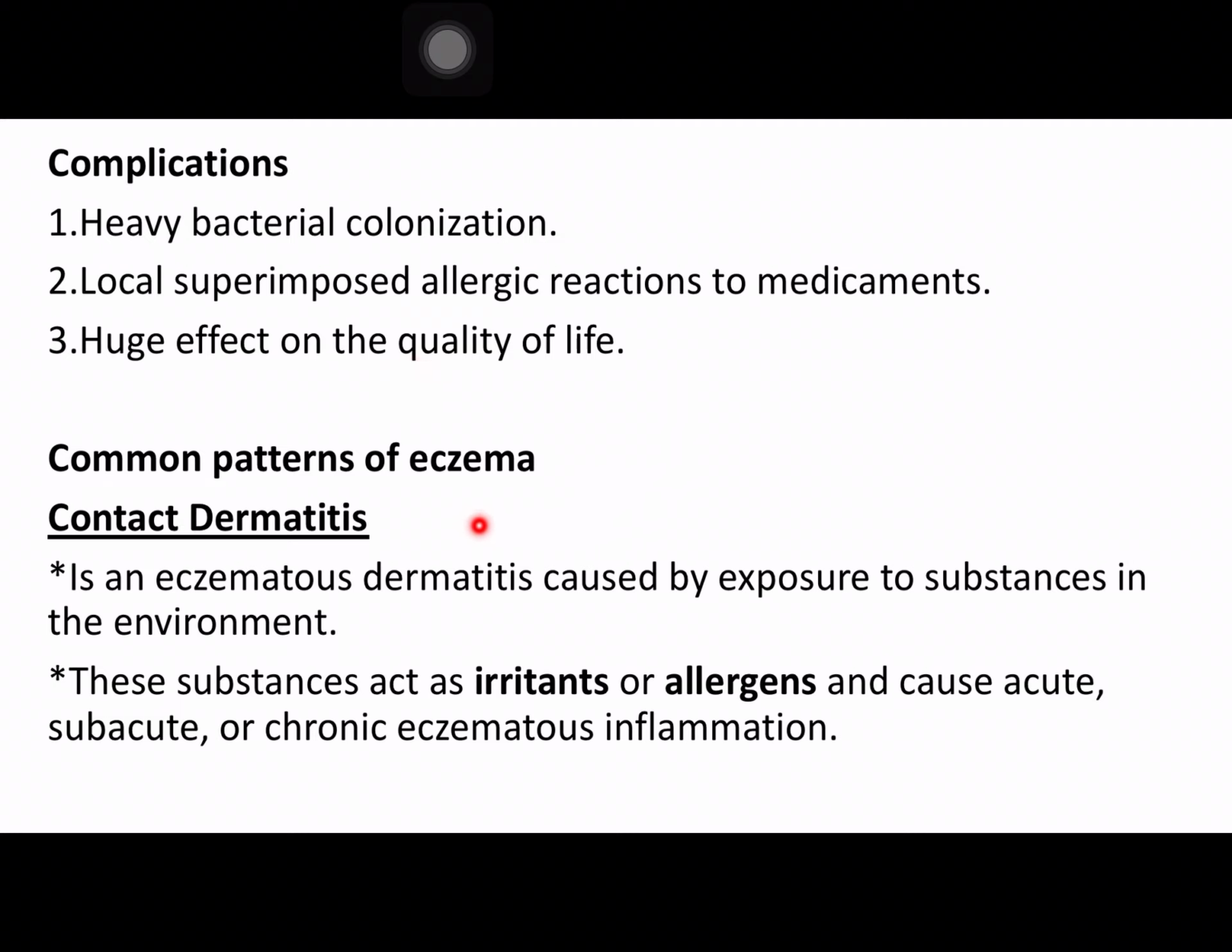Now we will discuss eczema. Common patterns of eczema. The first type in the exogenous is contact dermatitis. Contact dermatitis is an eczematous dermatitis caused by exposure to substances in the environment. The main cause is exposure to substances in the environment. These substances act as irritants, so it is called irritant contact dermatitis, or as allergens, called allergic contact dermatitis. And each type may pass in acute, subacute, or chronic dermatitis.